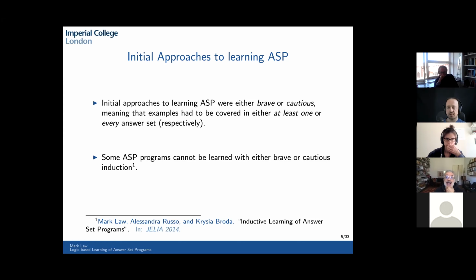And what I showed very early on in this line of research was that there are some ASP programs, in fact, some very simple ASP programs that can't be learned with either brave or cautious induction on their own. And this is no matter how many examples you give the learning system, and even if you had a perfect learning system for brave or cautious induction, it wouldn't be able to learn such programs. And actually you need a combination of brave and cautious reasoning within a learning framework to be able to learn general ASP programs.